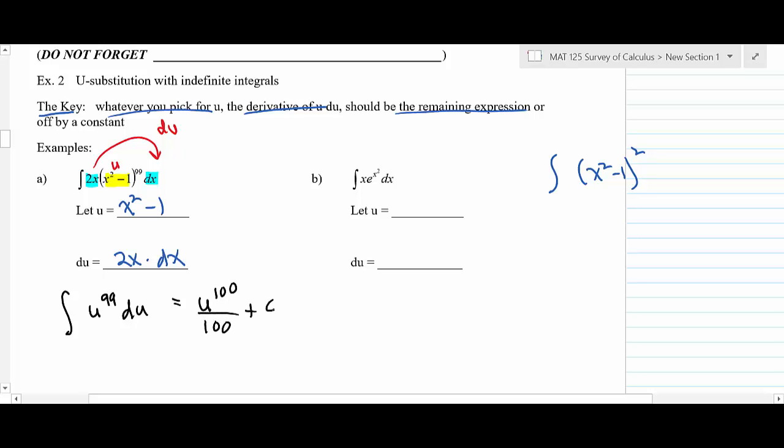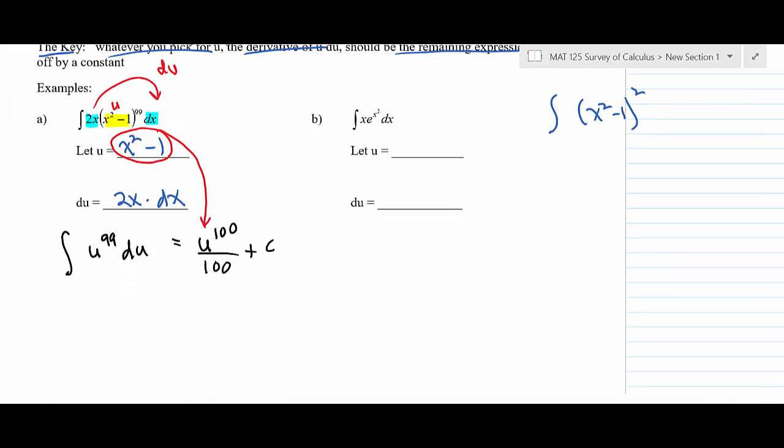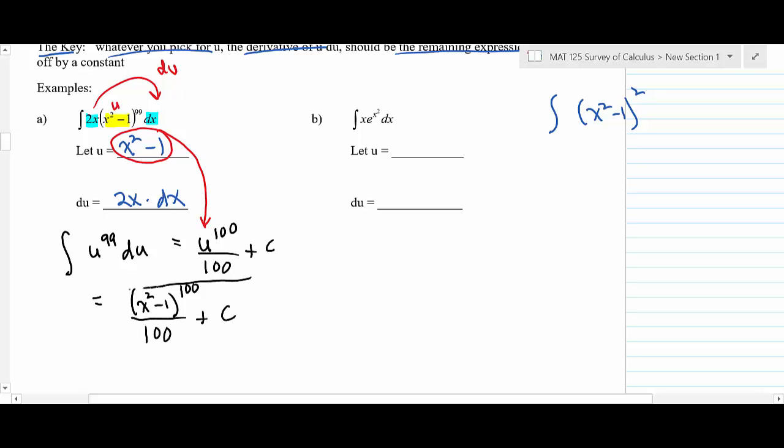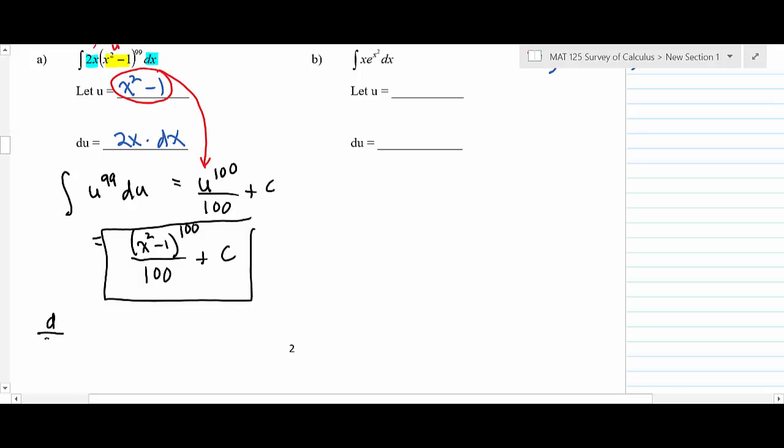But the thing is, we don't want our answer in terms of u, we want our answer in terms of x. So actually all you got to do to finish it up is u is this, so you plug it back in and then you have the answer to your problem. Okay, so the final answer to the problem would be x squared minus 1 all to the 100th power over 100 plus c. That's the answer to the problem right there. And I'll show you why. We're going to do a derivative and check that it's the right answer. Does that make any sense what I did? Okay, all right.